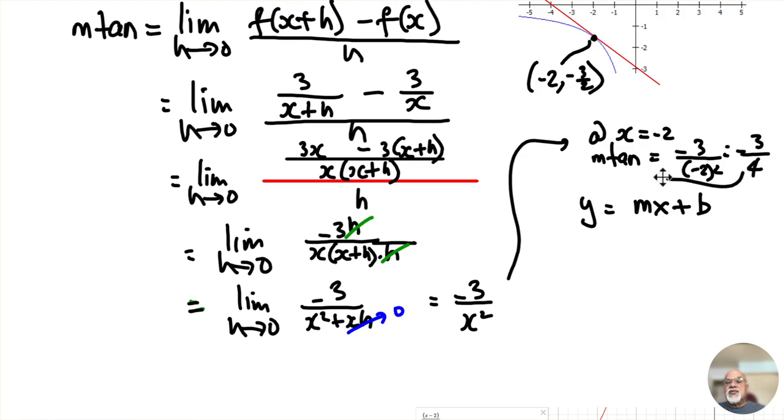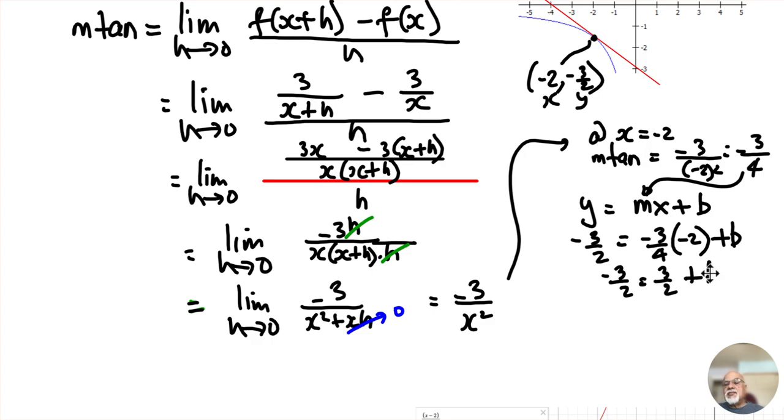We sub in the slope, and this is our x and y that we want to use in this equation. So I end up with -3/2 is equal to -3/4 times x, which is -2, plus b. And then we end up getting negative 3 halves is equal to positive 3 halves plus b. And so the y-intercept is just negative 6 halves, which is negative 3.